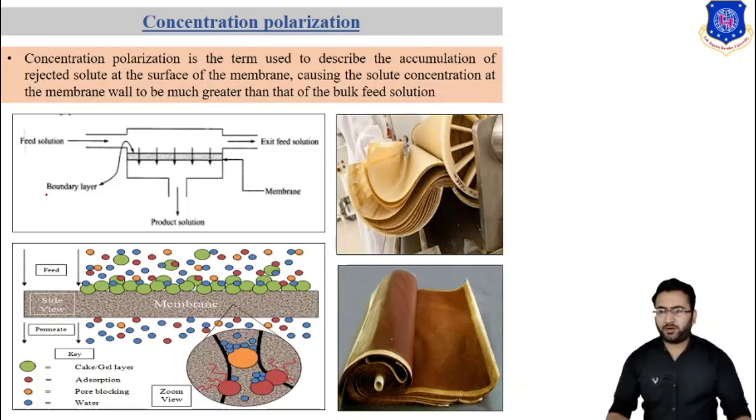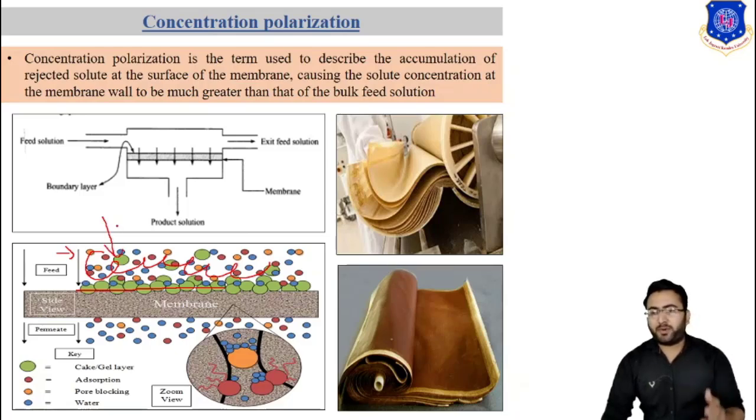So in concentration polarization, solute that is passed from the feed side accumulates on the feed side membrane surface, or you can say the wall of the membrane surface at the feed side. Due to this gel layer, the actual permeate cannot pass through this membrane. Concentration polarization means accumulation of the solute on the surface of the membrane. Due to this, the permeate cannot pass through the membrane, and it reduces the effectiveness of the membrane.